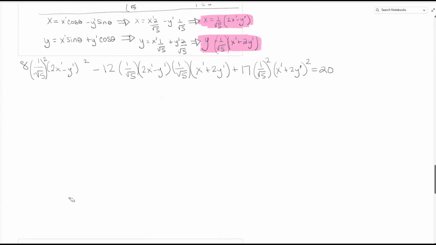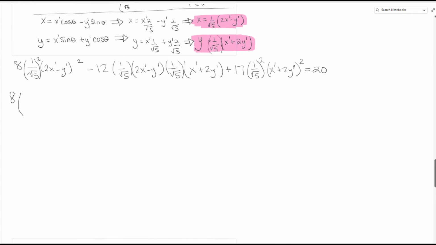All right, I'm going to scroll up now. I need to rewrite this so that we can identify what shape we're working with, okay? All right, kind of got a lot going on. 8. This will be 1 over 5.